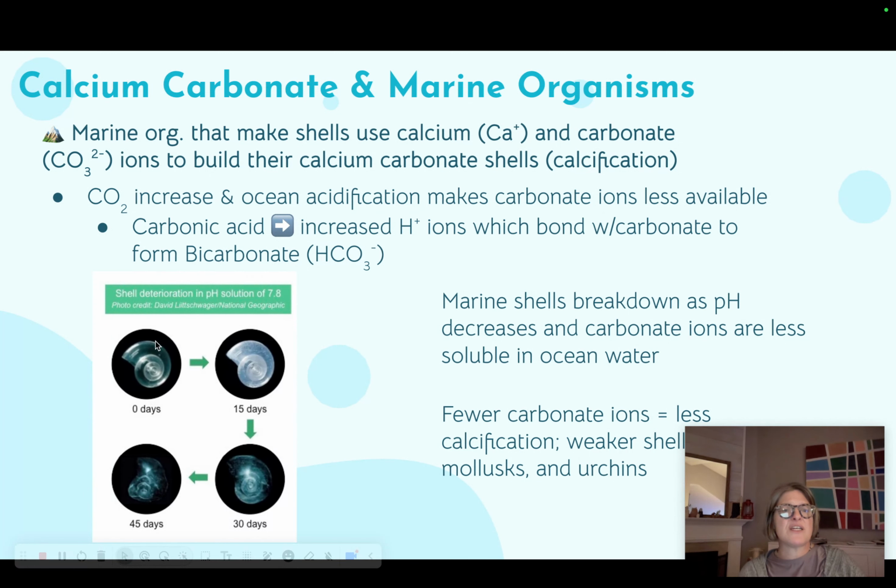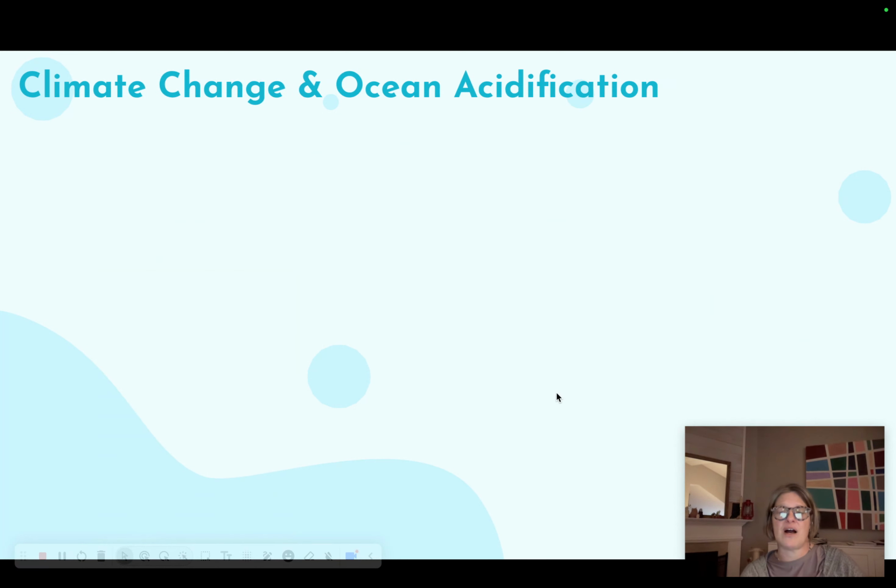So here is the shell deterioration when we put a shell into a solution with a pH of 7.8. Over 0 days, 15 days, now 30 days, now here at 45 days, it just becomes thinner and thinner, weaker and weaker. And then, if it gets to the point where those organisms don't even survive, that's going to be a real problem, and can cause a collapse of an ecosystem.